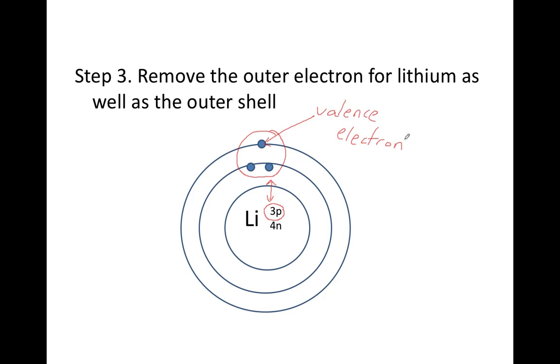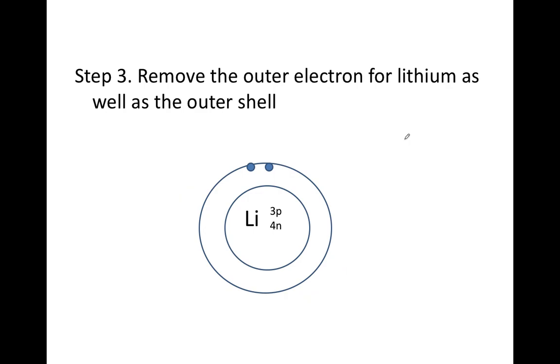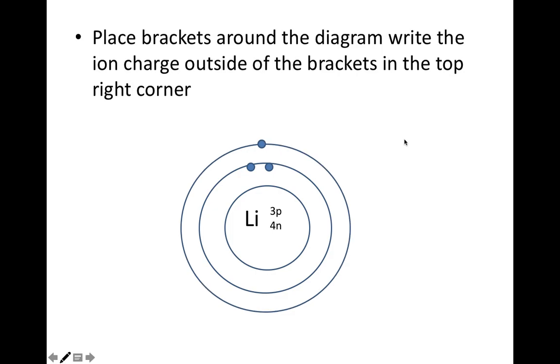So we remove the outer electron for lithium as well as the outer shell. So we erase it. You want to draw in pencil and use an eraser, and then we eliminate the outer shell. Then finally, the last step is we place brackets around the diagram and write the ion charge outside the brackets in the top right corner.